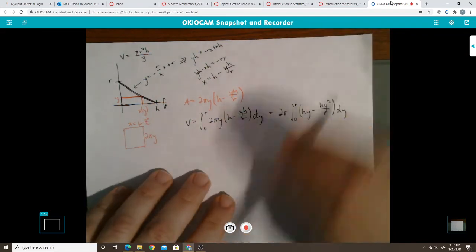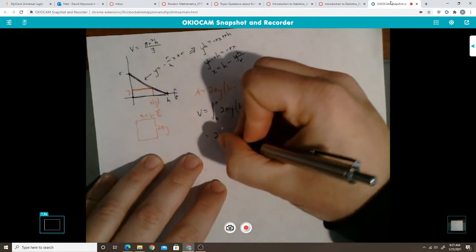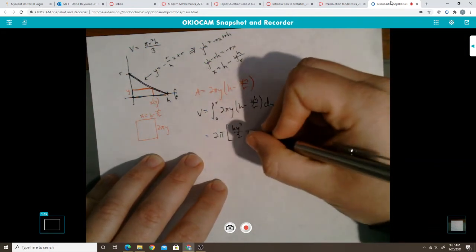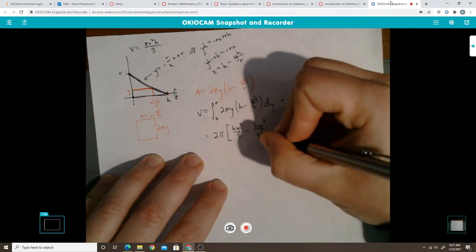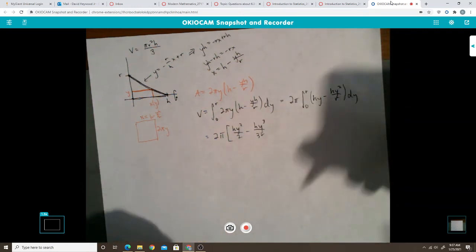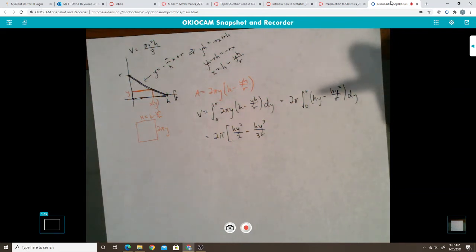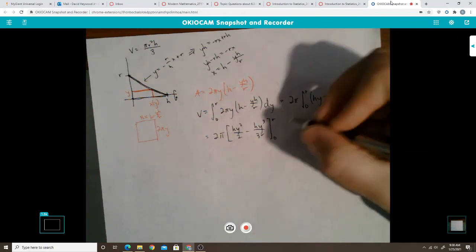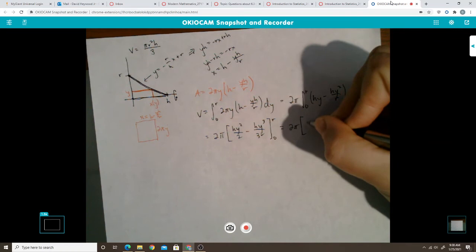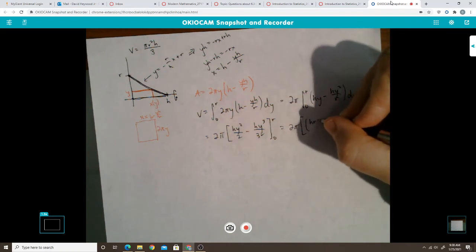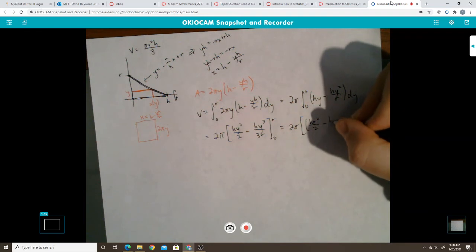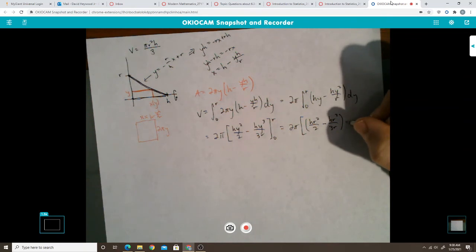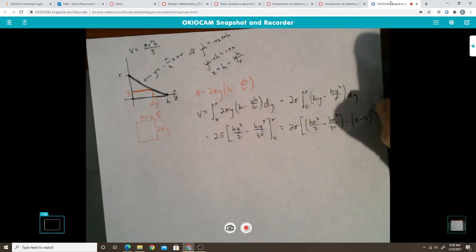Okay, and now we integrate. We're going to have 2 pi times hy squared over 2 minus hy cubed over 3r. Remember, h and r are just unknown constants, right? So, anyway, that's what you would get. We evaluate that from 0 to r. So if we plug in r, we get hr squared over 2 minus hr cubed over 3r. And if we plug in 0 for y, then we get 0 minus 0. Okay.